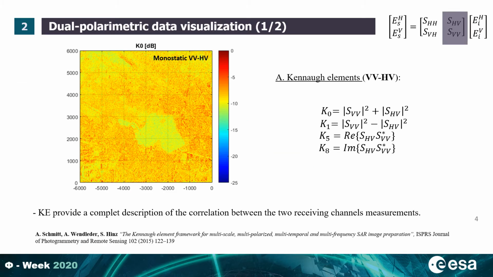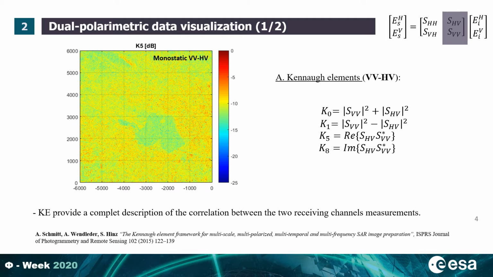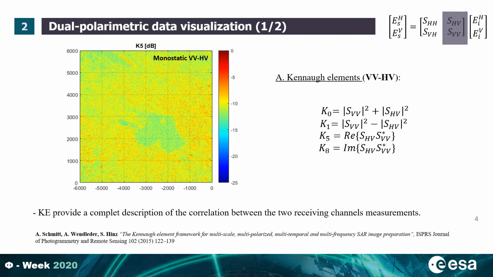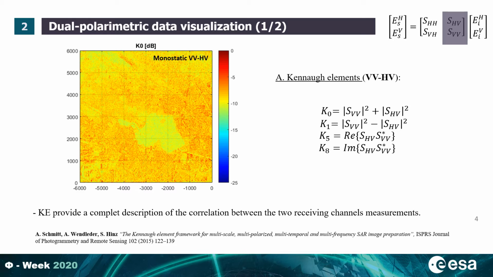Two particular constructions are useful for dual polarimetric data visualization, the Kennaugh elements framework as well as the color composite representation. They are primary visual tools, which can be useful before the processing stage for comparison between data channels as well as between different acquisitions.